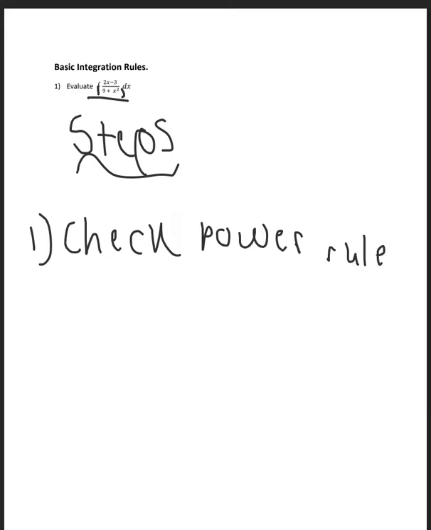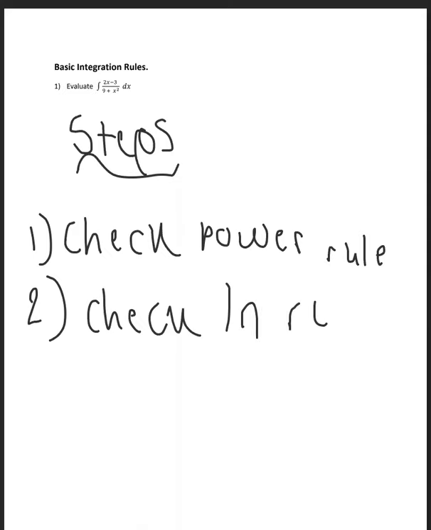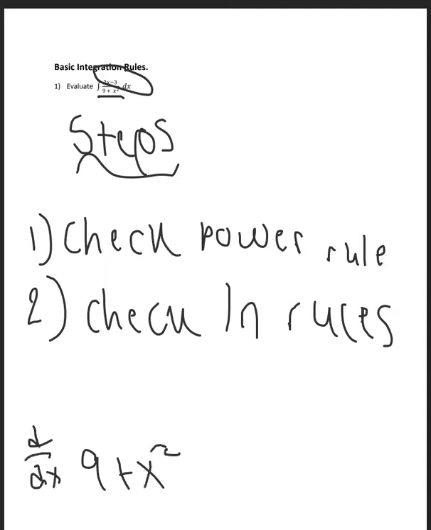But then the second thing you can check is to see if you can use the ln rules. So that's the second step that I have here. Check the ln rules. That's another form of integration that will work. And the way you know it'll work is if the derivative of the bottom is somewhere on the outside of this problem. The bottom of this, at least for number 1, is 9 plus x squared. You want the derivative of that, d over dx. The derivative of that is simply 2x.